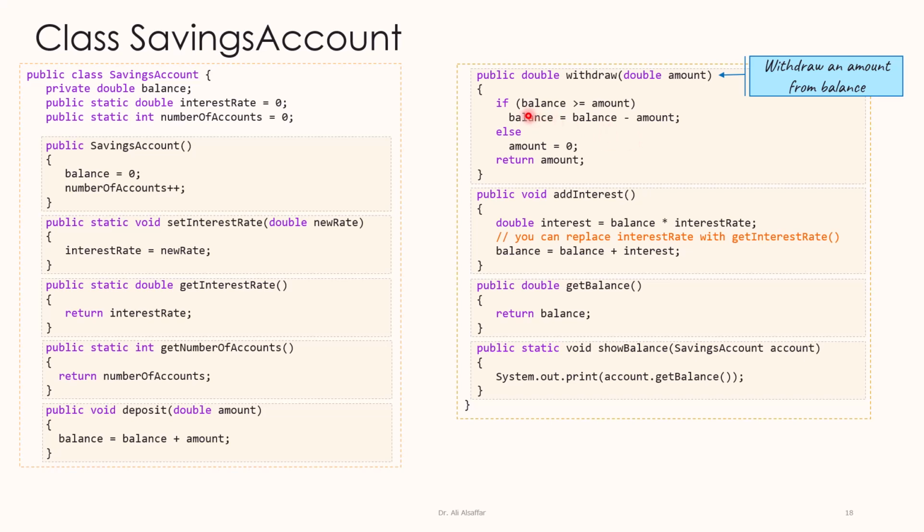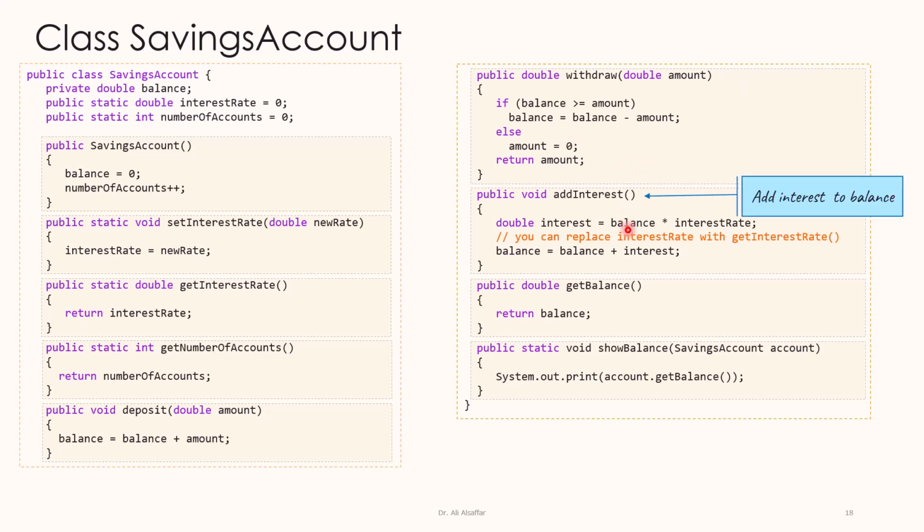If there is sufficient balance, then this amount supplied as an input parameter will be deducted from balance and will be returned as a return value. However, if there is not enough balance, so if the amount of money we want to withdraw is larger than balance, then we simply return 0 as an indication that no money has been withdrawn or deducted from balance.